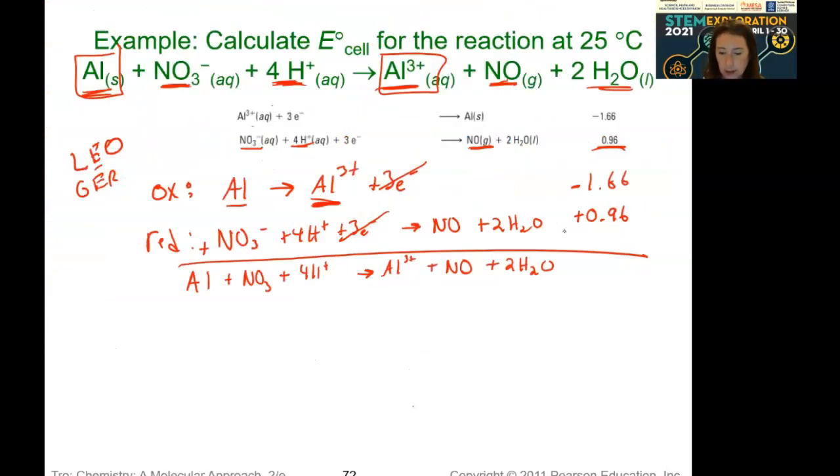We add this also. So when we do that, we get plus 1.66, remember, because we flipped it, plus 0.96. So our potential is 2.62, right? Yeah, 2.62. That sort of looks like a 6.